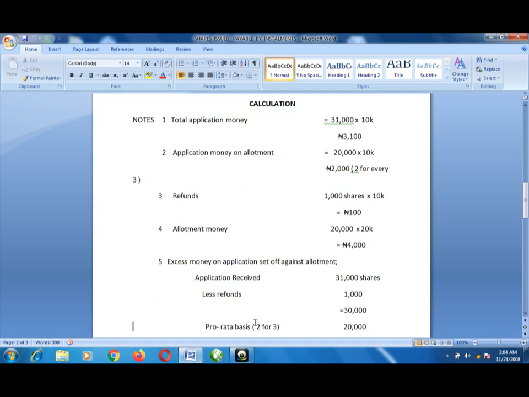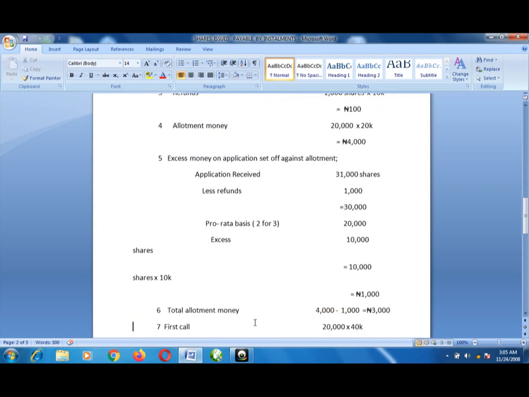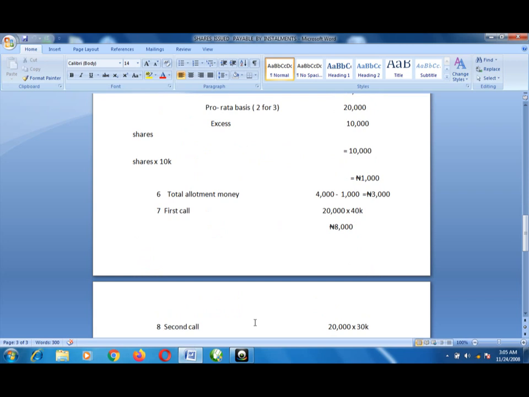And the excess money on application is set off against allotment. We have the application received, which is 31,000 units of shares, and we refund 1,000 units of shares. 31,000 minus 1,000 gives us 30,000, and pro rata, that is 2 for 3, gives us 20,000 naira, and the excess is 10,000 naira. When you have an excess of 10,000 shares, here you have 10,000 multiplied by 10 kobo, which will give us 1,000 naira.